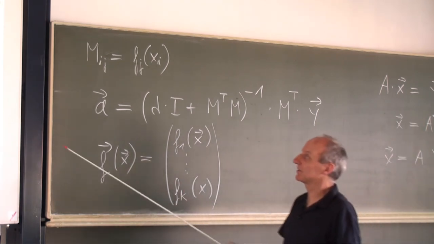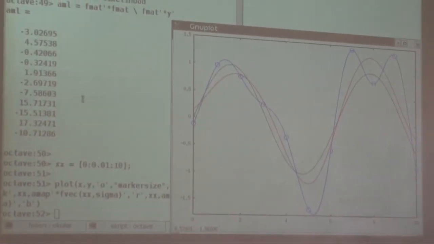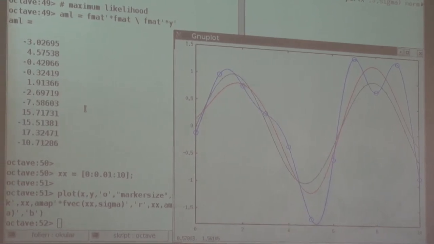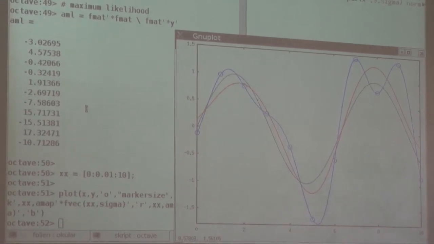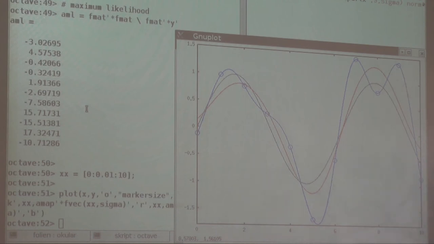But you can see that this doesn't make us happy. Especially if we know that there is noise inherent in our data points. And here we have quite a bit of noise because sigma is 0.4. And now the solution with the regularization term looks much better. And maybe we should repeat the experiment with different lambdas.